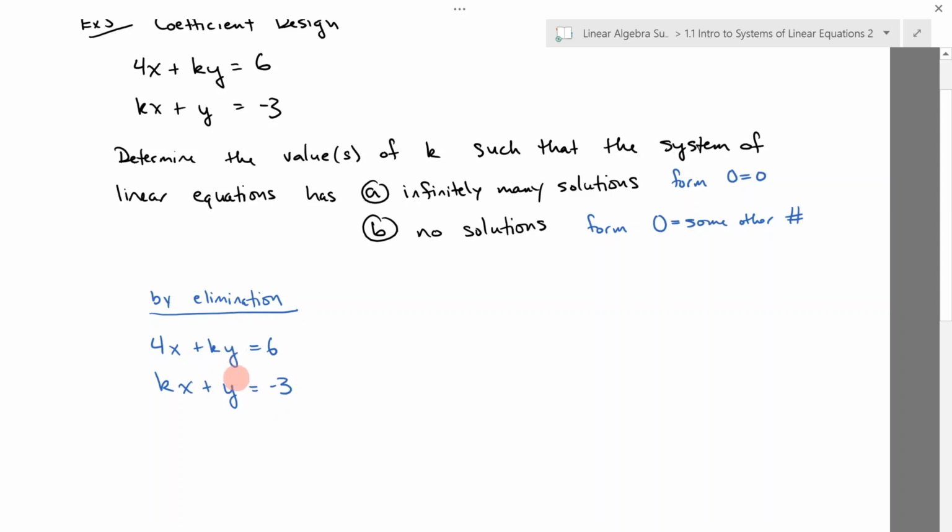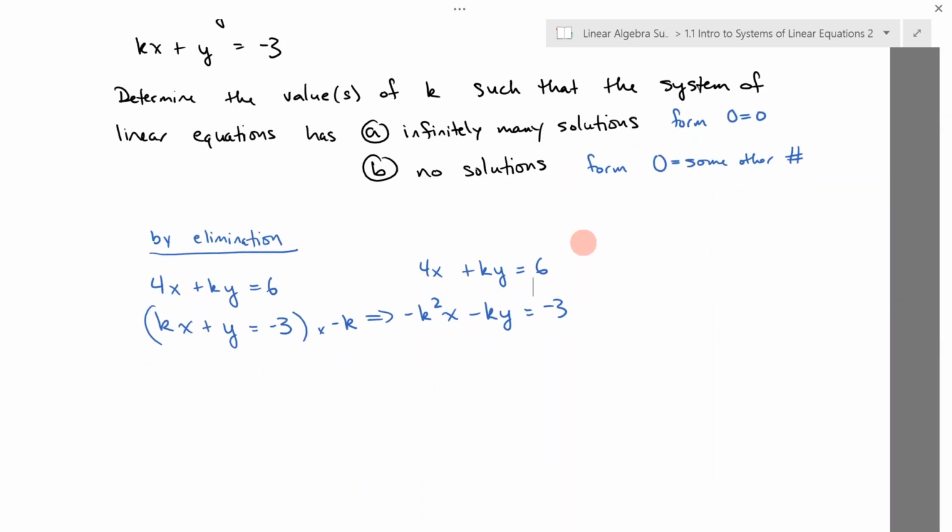So let's say I want to match the y, right? This has a coefficient of k, so I would need a minus k here. So I would multiply this by minus k. So this is my cursive k. So I multiply by minus k. So this becomes minus k squared x minus ky equals -3. And then the first equation stays the same. So that's 4x plus ky equals 6. And then I add going down.